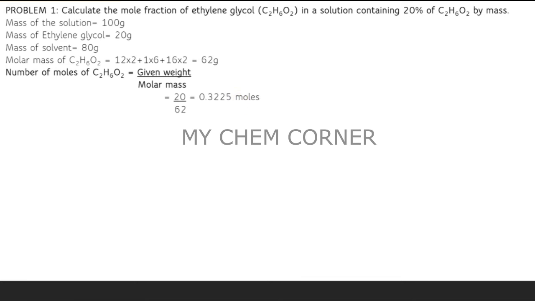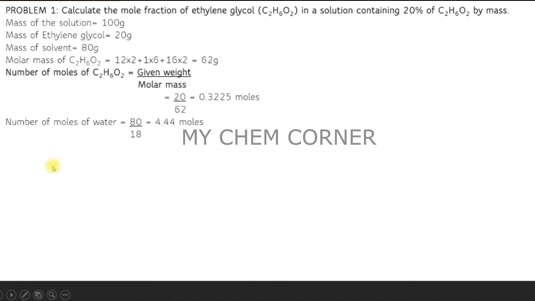Now, what is the solvent? It clearly says ethylene glycol in a solution, so it has to be water. So here, in the same way, to find the number of moles of water: 80 grams is given to us over here as the mass of solvent, divided by the molar mass of water, which is going to be 18. When we simplify this, you are going to get the number of moles of water as 4.44 moles.